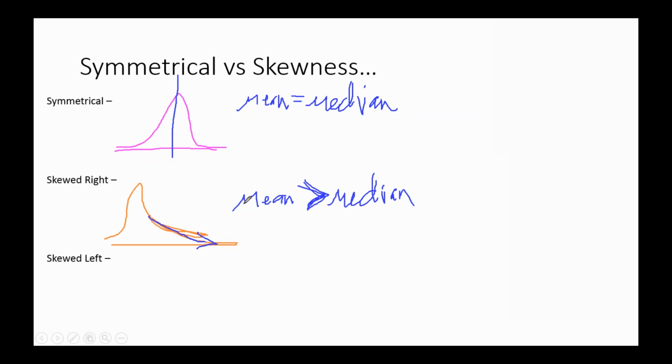So the mean, always have the mean first. Mean is greater than the median when your tail goes to the right. So this might be representative of the ages of people at an amusement park. You're going to have way more young people than old people at an amusement park.